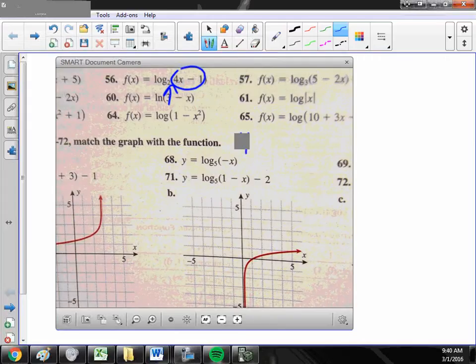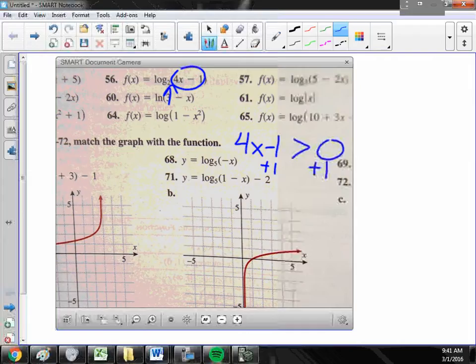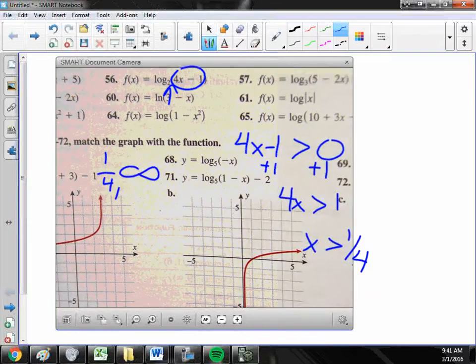So 4x minus 1 has to be strictly greater than 0, not equal to. So I add 1, and I get 4x is greater than 1, divide by 4, x is greater than 1/4. How do I write that in interval notation? So from 1/4 to infinity, and what symbols does it get on the edges? Parentheses on the left, because this is not equal to, and infinity always gets a parenthesis. So that would be from 1/4 to infinity.